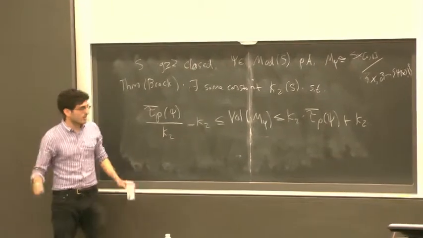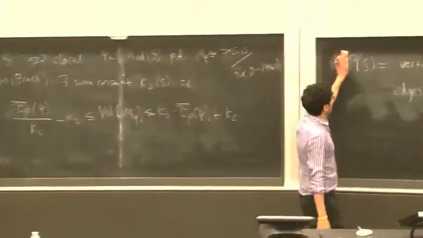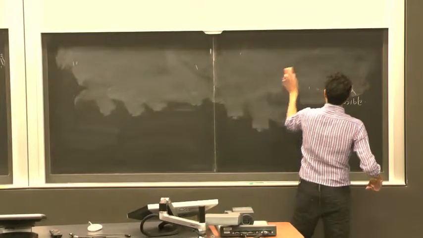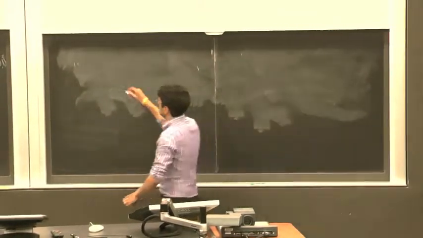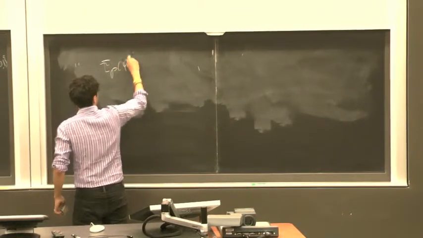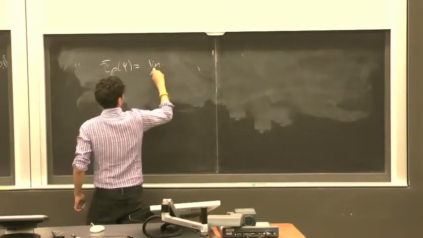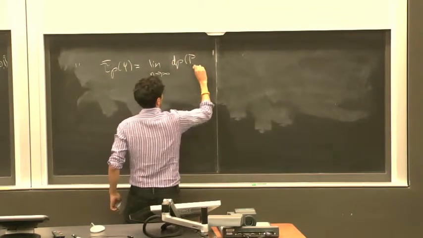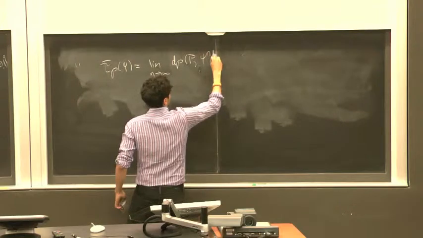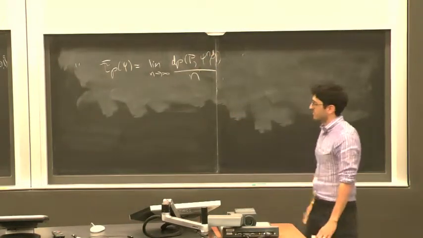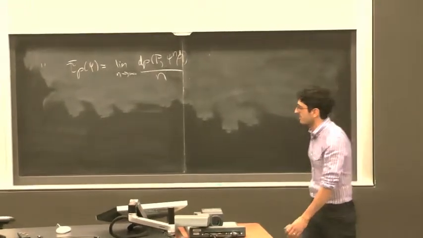So asymptotic stable translation length: you take any vertex in your Pants graph, and you look at the limit. tau_P of psi equals the limit as n goes to infinity of the distance in the Pants graph between any pants decomposition and its image under psi to the n, and you divide this by n. Okay? So that's the asymptotic translation. Okay? Great.